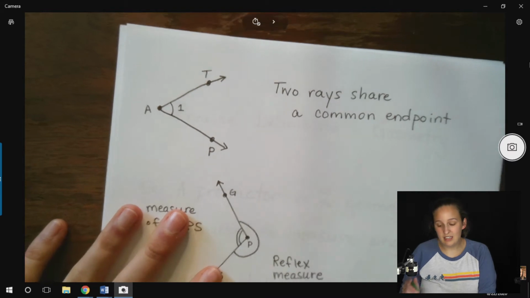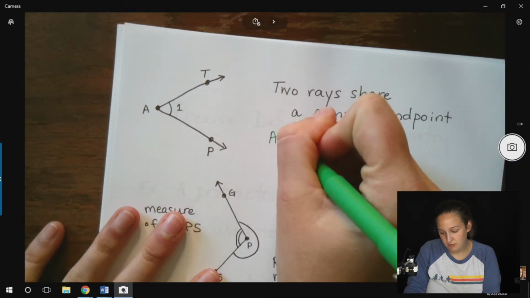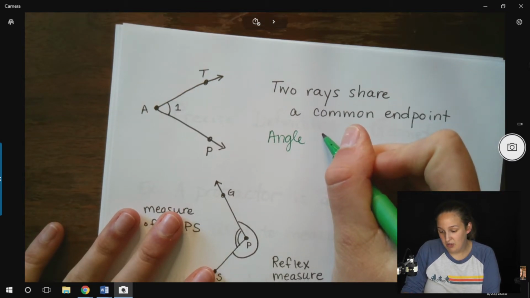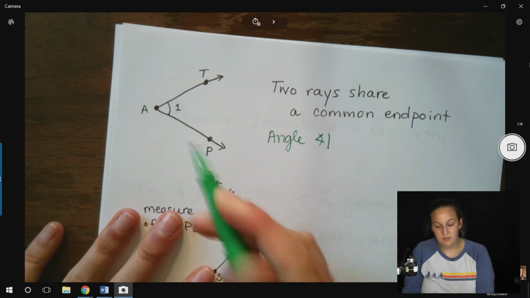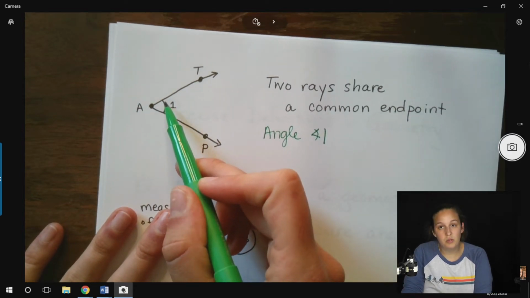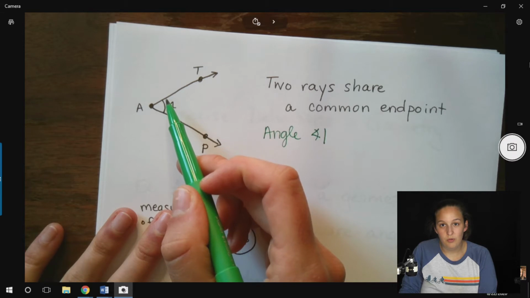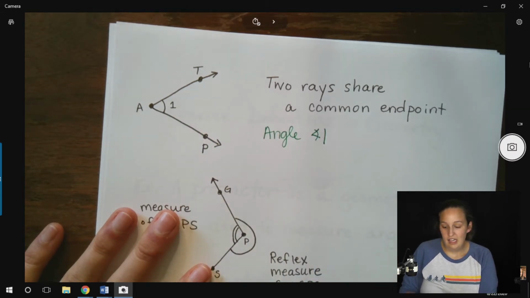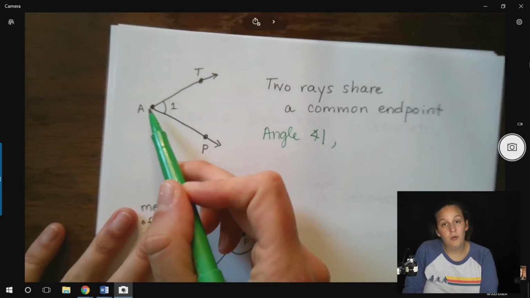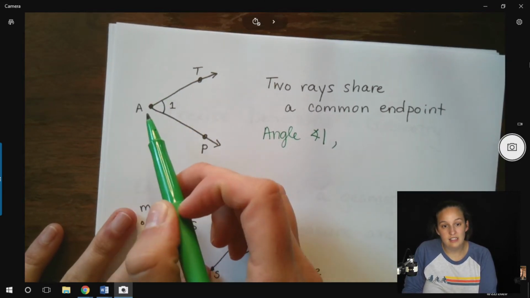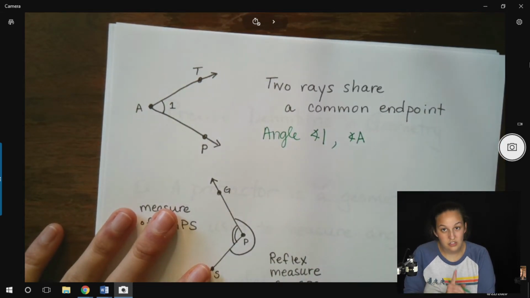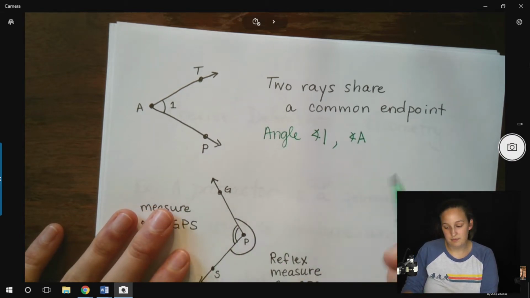All right, so if we're going to label this angle, we can label this as angle 1. This little number right here denotes which angle we're trying to use. So by having this little input right here, we can say that this is angle 1. If there is only one point here, so there's no other lines, you can also call this angle A. All right, so that's tricky. I wouldn't recommend using that, but you can in this instance.